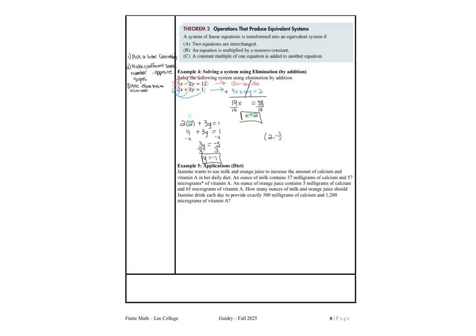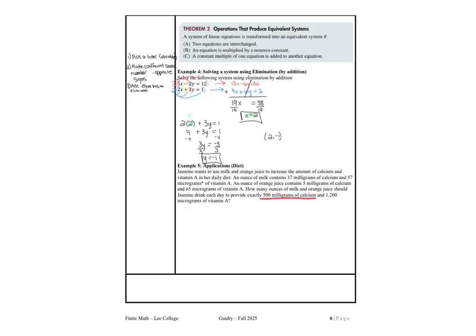And then we have application problems. So Jasmine wants to use milk and orange juice to increase the amount of calcium and vitamin A in her daily diet. An ounce of milk contains 37 milligrams of calcium and 57 micrograms of vitamin A. An ounce of orange juice contains 5 milligrams of calcium and 65 micrograms of vitamin A. How many ounces of milk and orange juice should Jasmine drink each day to provide exactly 500 milligrams of calcium and 1,200 micrograms of vitamin A?